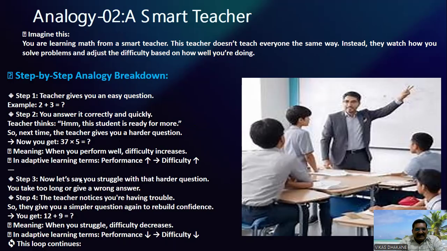Okay. In step three, for example, let's say you struggle with that harder question. Now, opposite to the first two steps, what if you struggle? If you are not able to answer that question, if you are not able to solve the complex question, or you take too long and give the wrong answer, the teacher notices that you are having trouble understanding the concept. So they give you a simpler question again and try to rebuild your confidence. They will try to explain it in a more understandable way. They will try to explain some more tricks so that you can easily solve the problem.